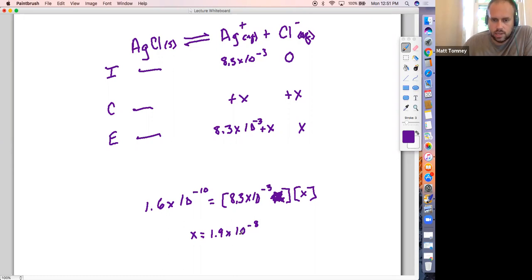So if I take a look at this value, in order to check the 5% rule, it would be x over the initial concentration, which was 8.3 times 10 to the negative third.